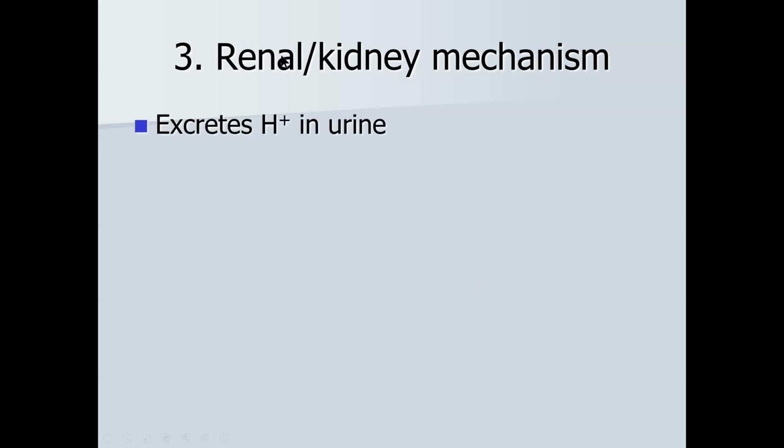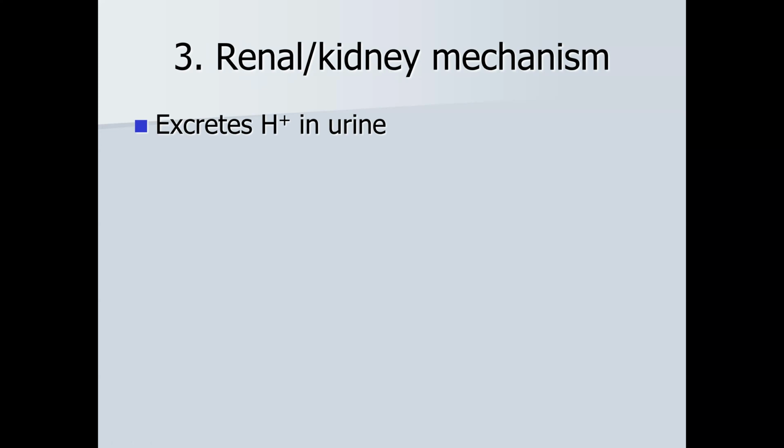Next, the renal kidney mechanism. So we have the chemical buffer system, we have the respiratory system, and now we have the renal kidney mechanism. And so these are the ways to adjust pH in the body. That's the big topic here. This is a big topic, adjusting pH.